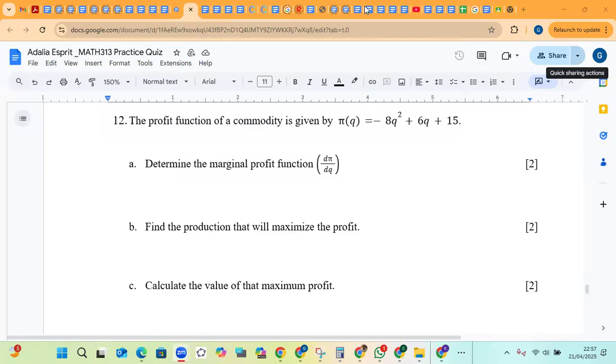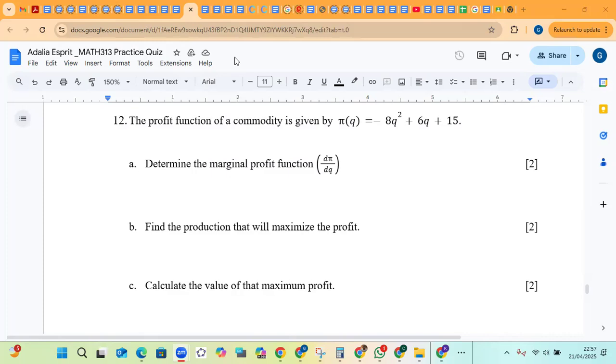This recording is about number 12 in the Math 313 practice quiz. It reads, the profit function of a commodity is given by pi of q is equal to negative 8q squared plus 6q plus 15. Part A says to determine the marginal profit function, which is the first derivative of the profit function. Part B says to find the production that will maximize the profit. And part C says to calculate the value of that maximum profit.